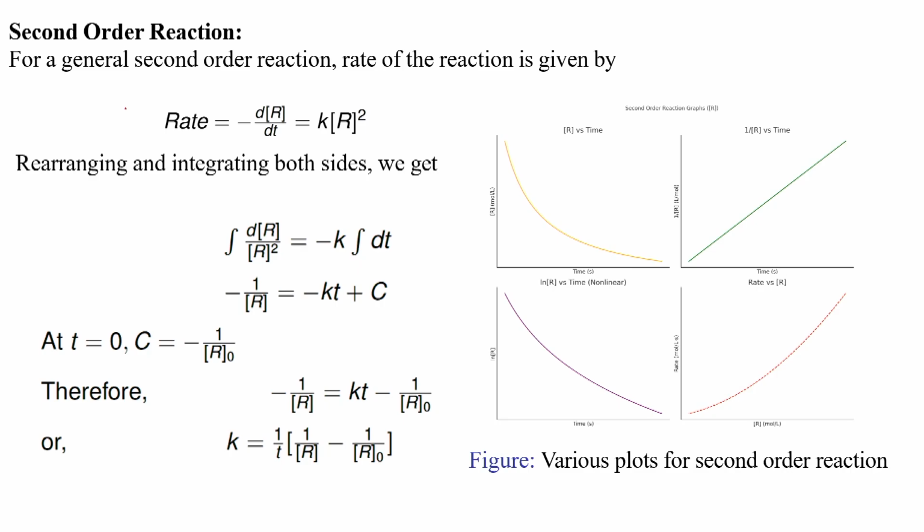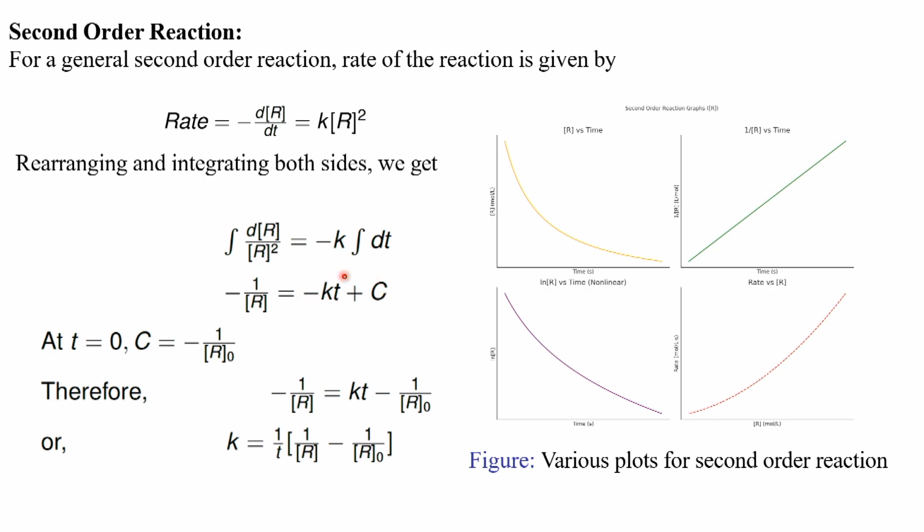Then we discuss second order rate reaction, like first order rate reaction. So for a general second order reaction, the rate of the reaction is given by rate is minus d concentration of r by dt equals k r raised to the 2. So again, like before, we do the integration. So we take r raised to the 2 this side, dt this side. So we get d concentration of r by concentration of r square is minus k integration dt. So we get minus 1 by concentration of r is minus kt plus c.